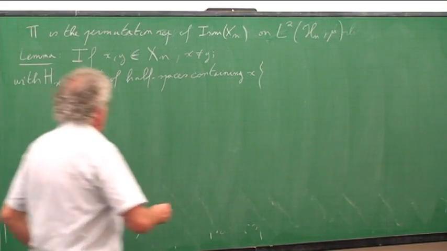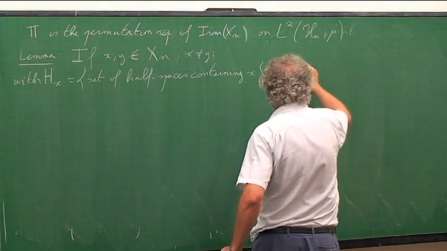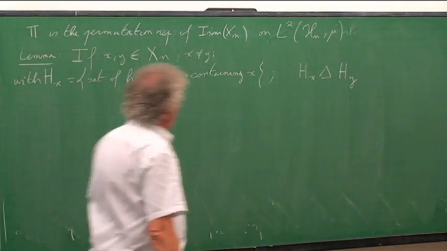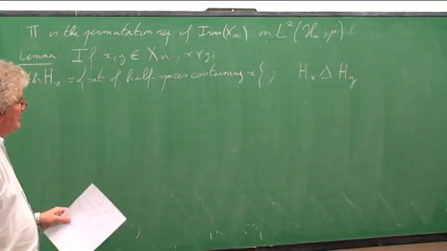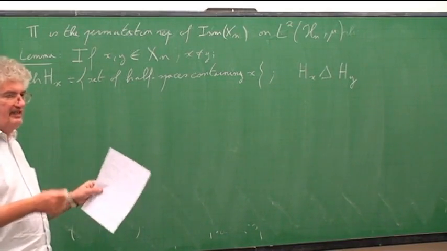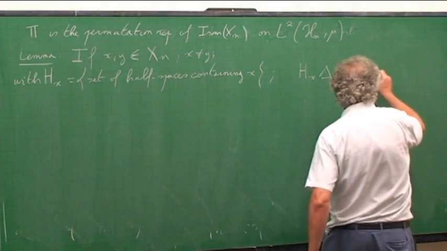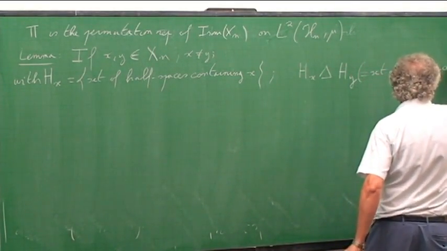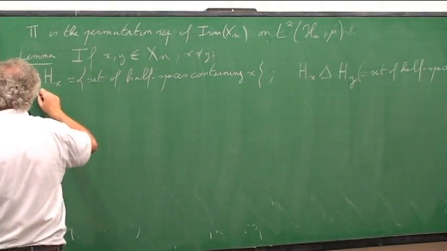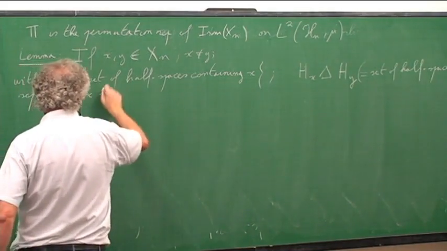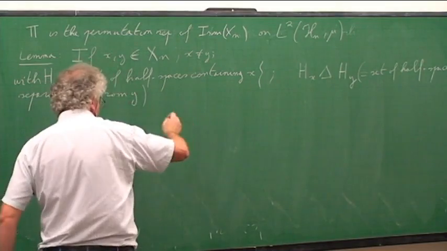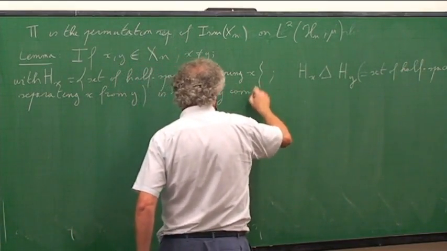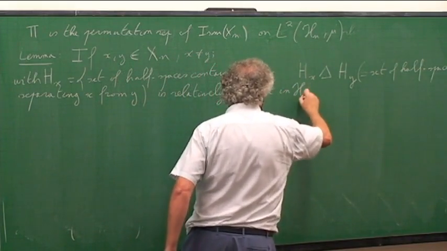But what the lemma says is that if you take the symmetric difference between H(x) and H(y), which is the set of hyperplanes which separate x from y, then this is relatively compact. So it has compact closure in H_n.